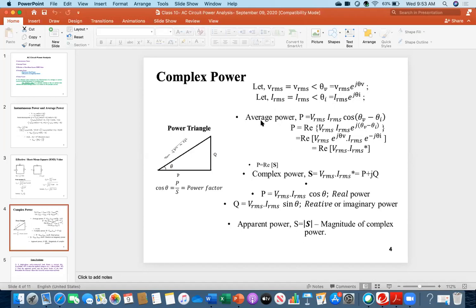Now, what is my average power? I mean, just now I told everybody, average power is Vrms Irms cosine of (theta V minus theta I).